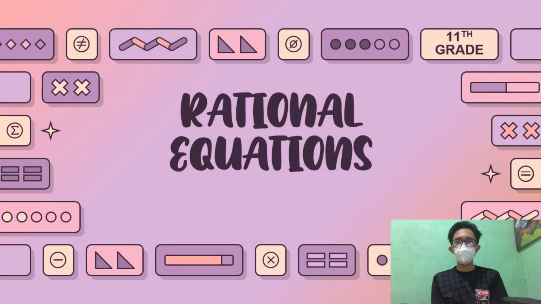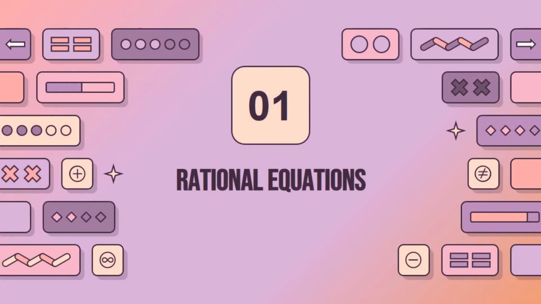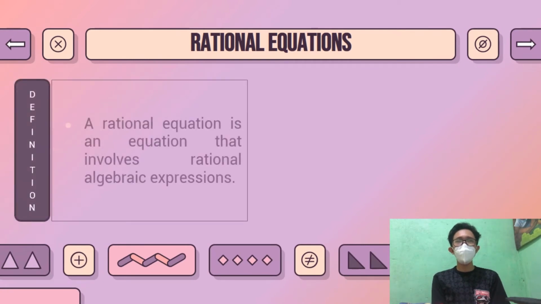So good morning everyone. Today we are going to discuss rational equations. A rational equation, by definition, is an equation that involves rational algebraic expressions. So when we talk about rational algebraic expressions, these are expressions in the form a over b, where a and b are polynomials and b is not equal to 0.